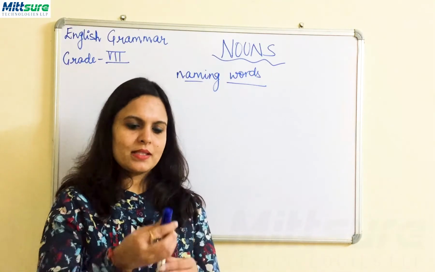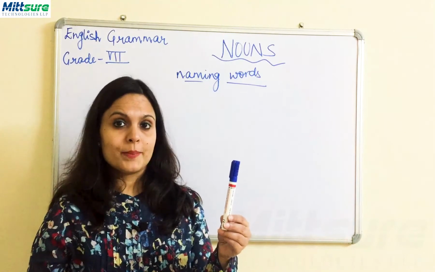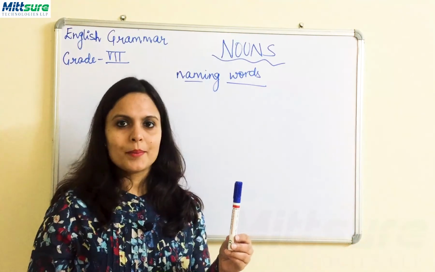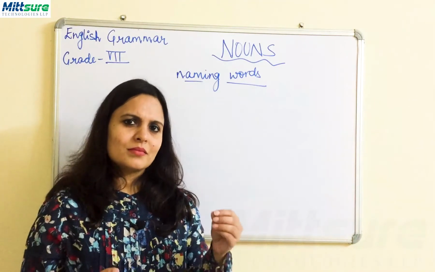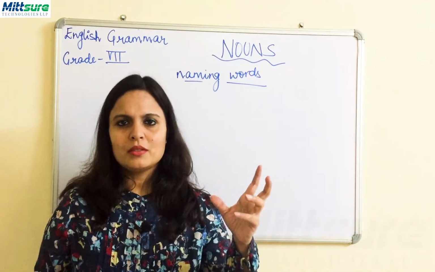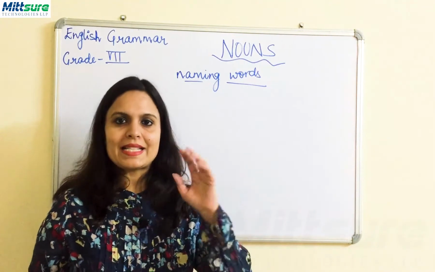Right? Like this is a marker. So what would I call it? A pen? Pen is also a name. A marker? Marker is also a name. Right? Striker? Striker is also a name. Right? So these are actually the common terms given to the objects to recognize them.